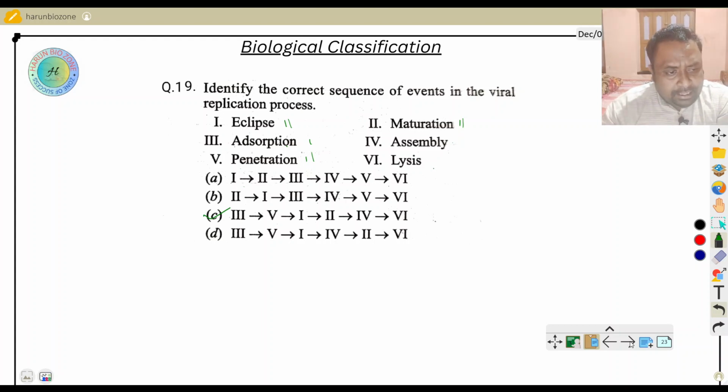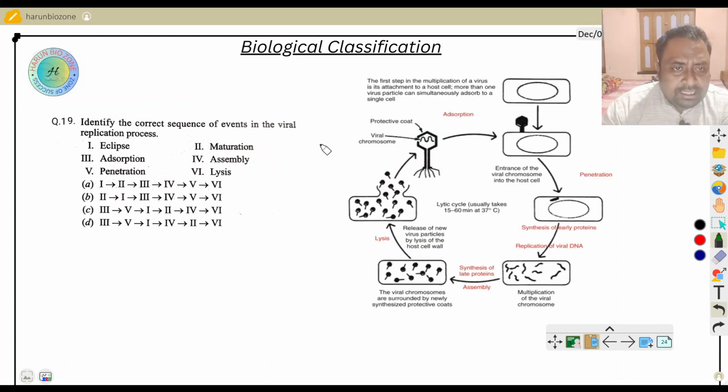So let me explain how it happens. Suppose this is the lytic cycle of a bacteriophage virus. In this lytic cycle, when the virus attacks bacteria for replication, here is the viral genome. This is the bacteriophage. Adsorption means the bacteriophage attaches to the surface of the bacterial cell wall, and the virus releases lysozyme. This lysozyme digests the cell wall of bacteria.